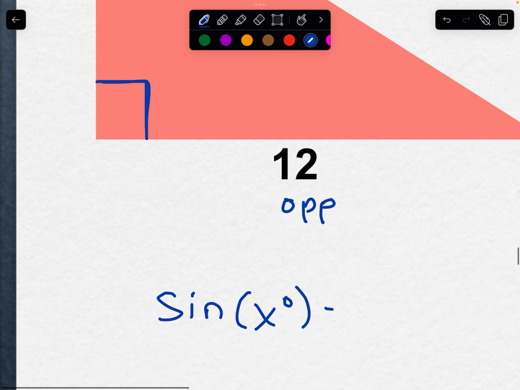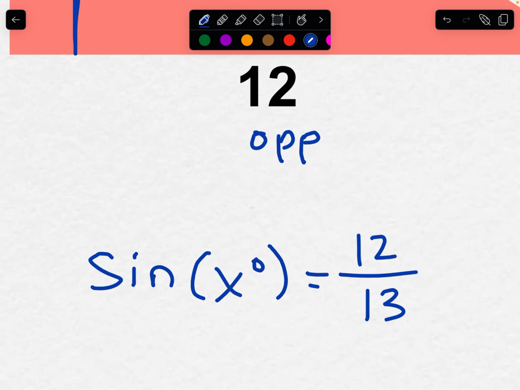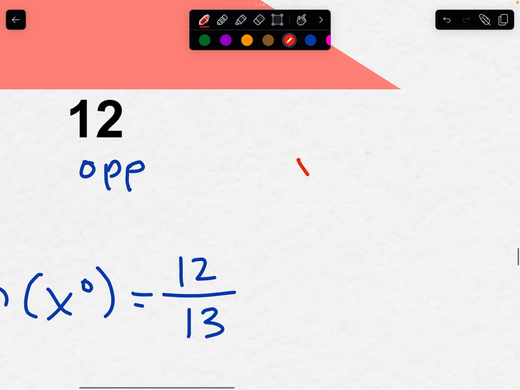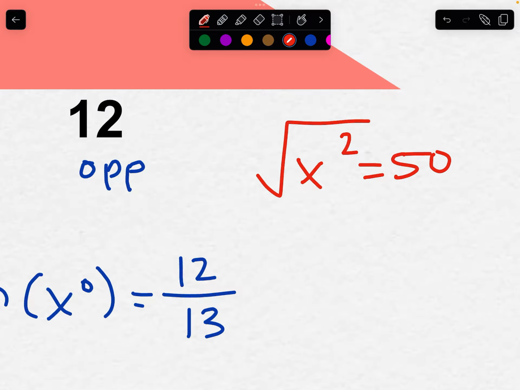So our setup looks like this. Sine of x degrees will be the opposite side, 12, over the hypotenuse, 13. Now, the solving here is different, though, because x, the angle we're trying to solve for, is trapped inside of this trig function, this sine function. We need some way to break it out of that sine function. We need an inverse operation, basically, right? Think about having something like x squared equals 50. We want to solve for x, we do the inverse operation. We take the square root to both sides.